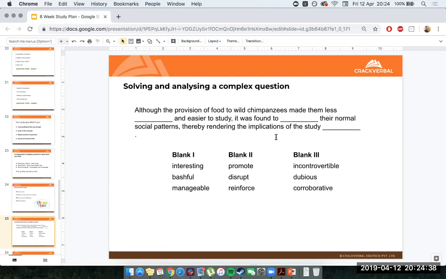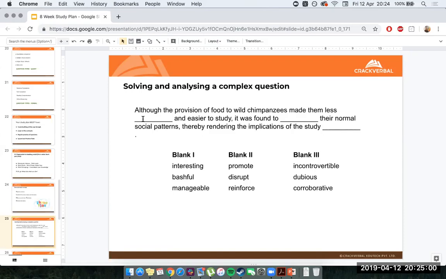So now let's take a look at what the words say, what might go into the first blank. The provision of food made them less blank and easier to study. I guess you could say it made them less wild, or less shy. It made them more willing to interact with humans. So it made them less unwilling to interact with humans, right? I think that's what we're kind of looking for.